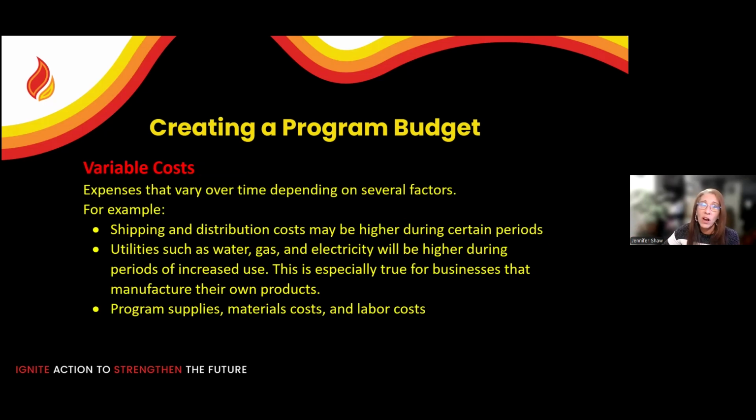The variable costs, just like it says, are expenses that vary over time depending on a lot of different things. So some things that you could keep in mind as well. Sometimes shipping and distribution costs could be higher at certain periods. Utilities, they're more expensive in the winter than in the summer. So keep that in mind when you're estimating costs. And program supplies, material costs, and labor costs.